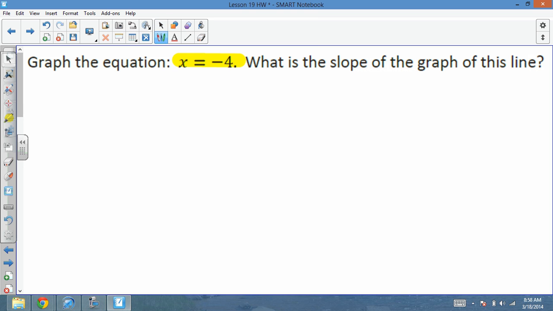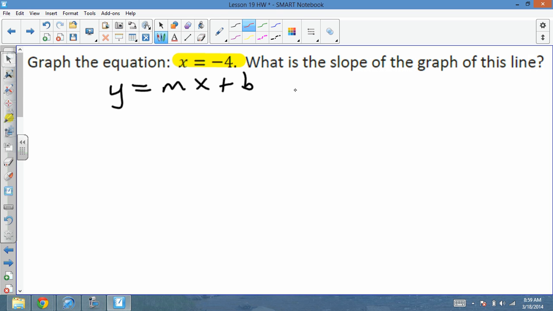Some of the forms for lines that we're used to are slope-intercept form, which is written as y equals mx plus b, and standard form, which is written as ax plus by equals c. So if we take a look at the line x equals -4, this particular equation doesn't necessarily match either the slope-intercept form or the standard form for the equation of a line. So the easiest way to graph this is to think about what this statement means.